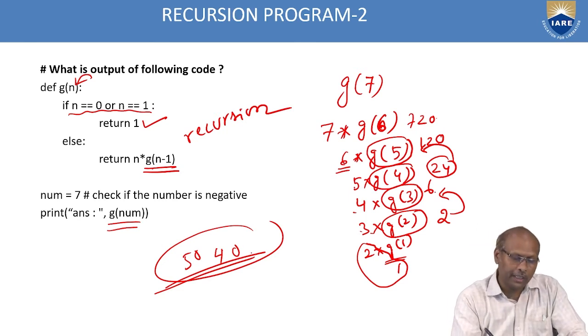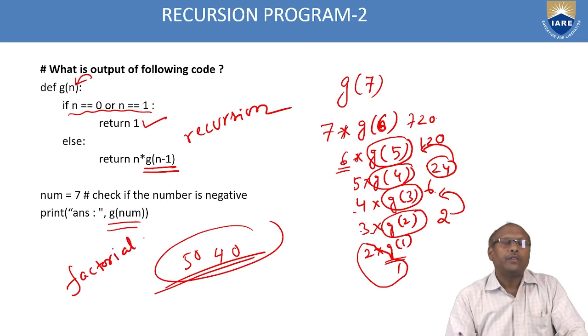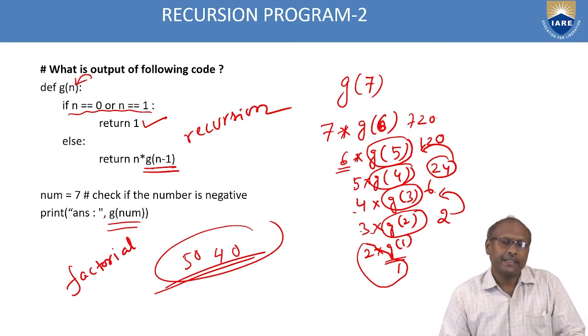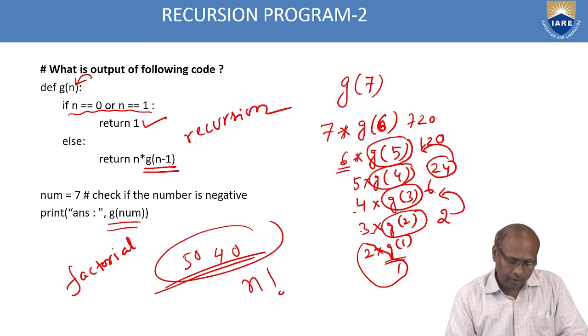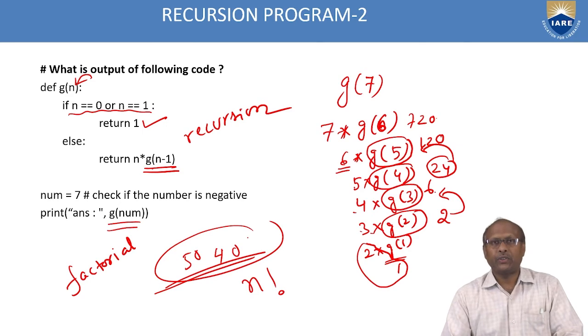That means this program is nothing but your factorial program. Because sometimes they may not give the same name. They will give a different name, but they will ask what exactly this function does. Then you should say this function is calculating n factorial. So if I pass n as 7, then the answer will be 5040. So this way you can evaluate.